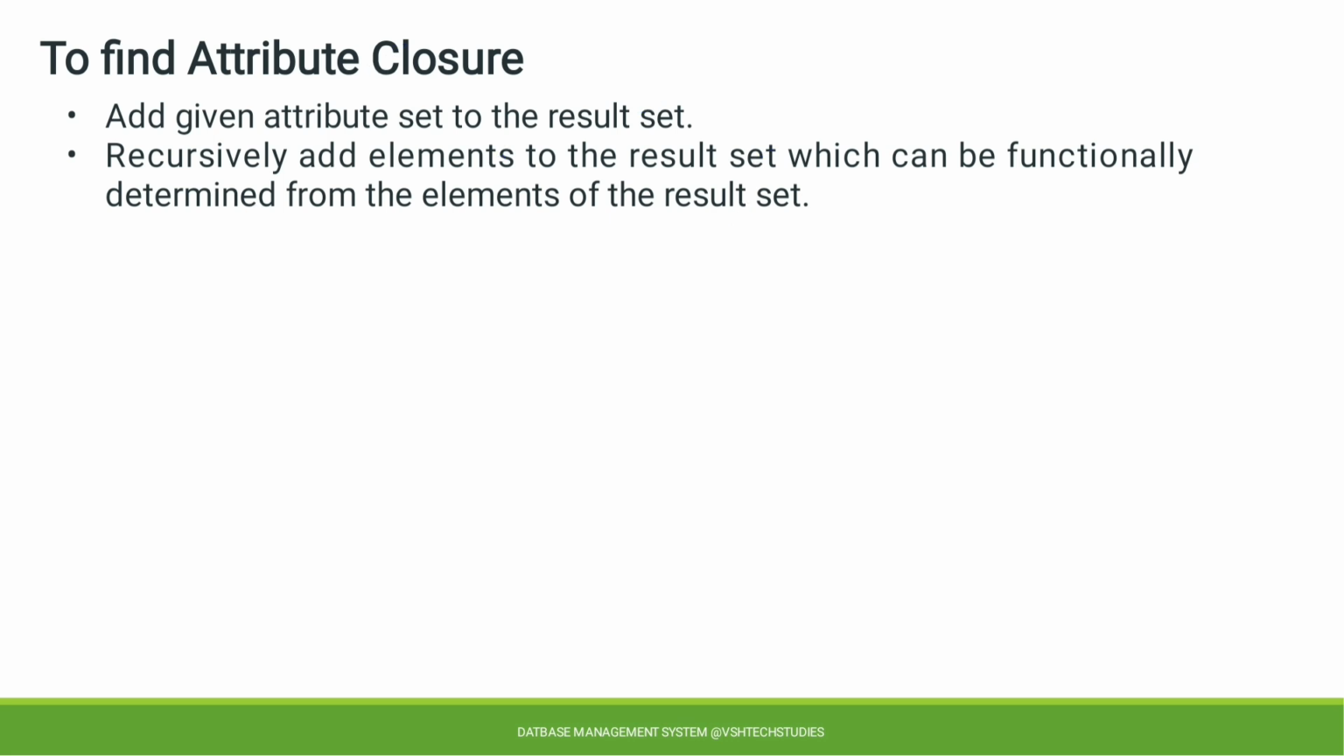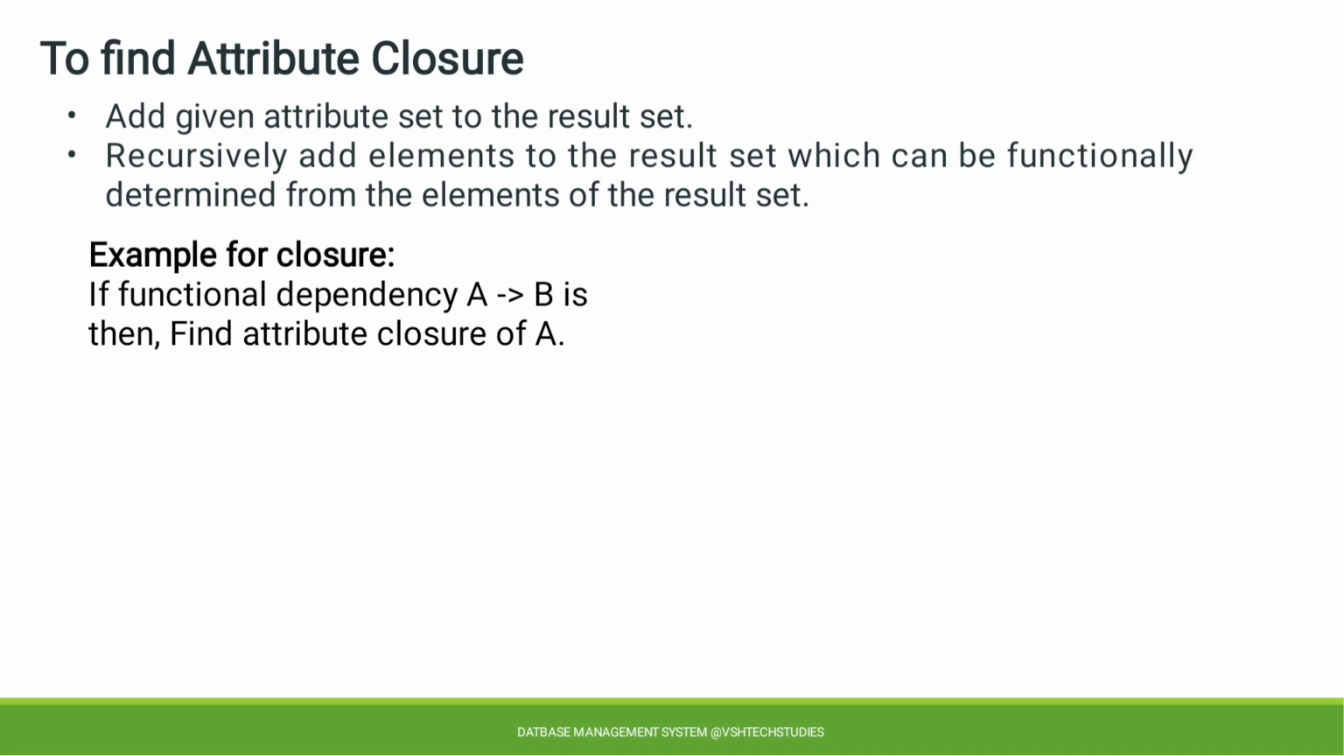Let's see the first example. In this example, functional dependency A determines B is given. Then we are asked to find the attribute closure of A. The solution is, according to step 1, add given attribute set to the result set. The given attribute set is only A, so A should be added to the result set. That is the first step in the solution here. The given attribute set, that is only A, is taken and added to the result set.